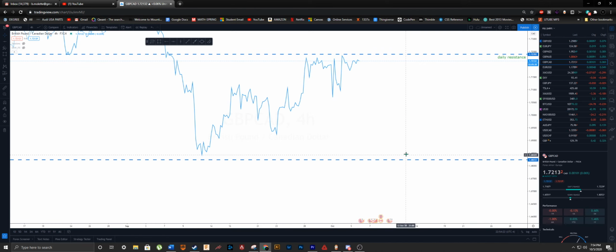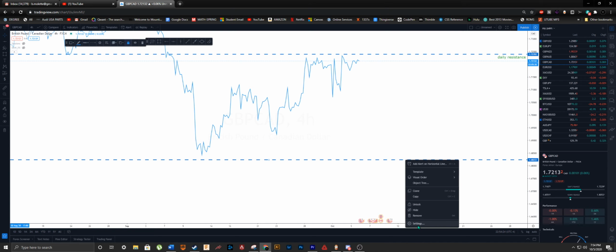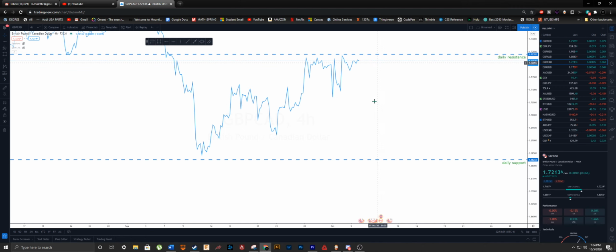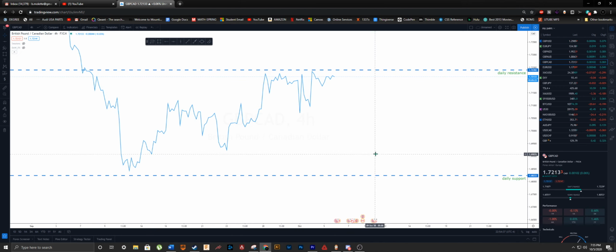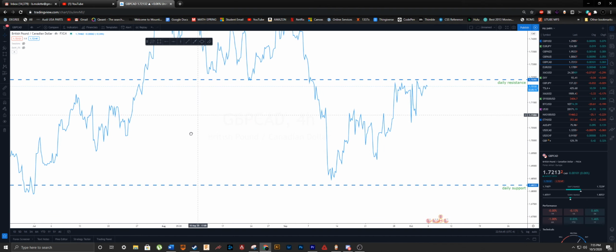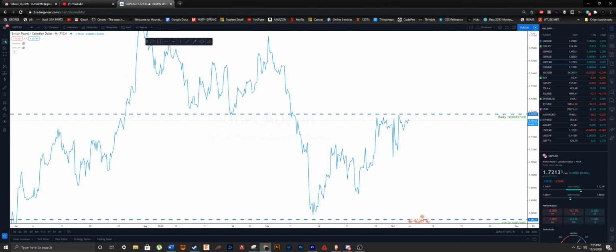And this is my daily support. All right, cool. So basically you go there, that's 4 hour. We're still on the 4 hour. So I'll zoom out from where we are just to see these smaller zones where price may slow down and then maybe continue through.